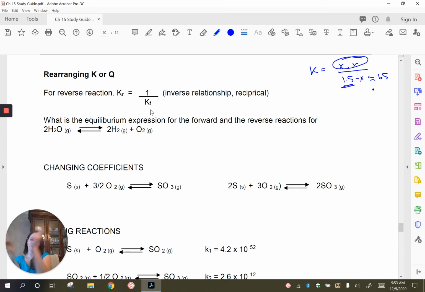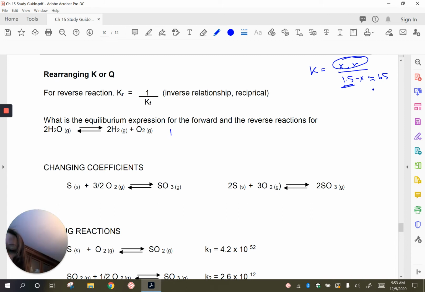So if you flipped it, like multiplied the reaction by -1, then you raise K to the -1, which means it's 1 over it. So K for a reverse reaction is 1 over K for the forward reaction. So what would be the equilibrium expression for the forward and the reverse reaction for the decomposition of water here?